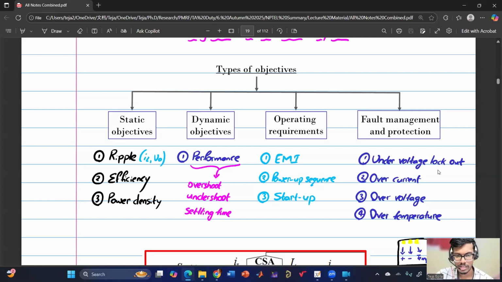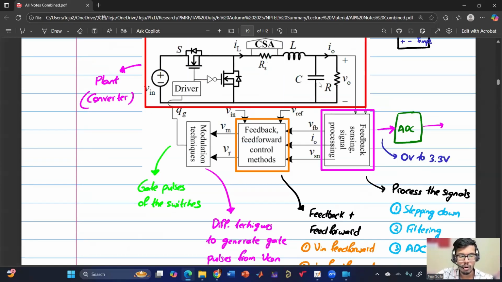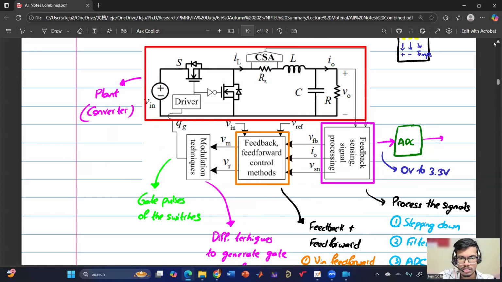We may not have discussed all the aspects, but we have discussed the majority: static objectives, dynamic objectives, and how to design the controller. Sir has also discussed how to put protection and everything, but we have not gone deep into that. This is the overall circuit that Sir has shown.